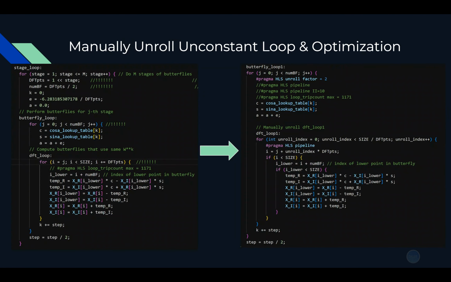The FFT algorithm mainly contains 3 for loops. As you can see, the butterfly loop and the DFT loop are unbounded, which is caused by the variable declared at the beginning of the stage loop. So we decided to get rid of the stage loop and create multiple copies of the butterfly loop and DFT loop. After that, we force the DFT loop to have a constant bound by adding one more if statement inside the loop. Then we use the HLS directive to fully pipeline the DFT loop and unroll the butterfly loop.